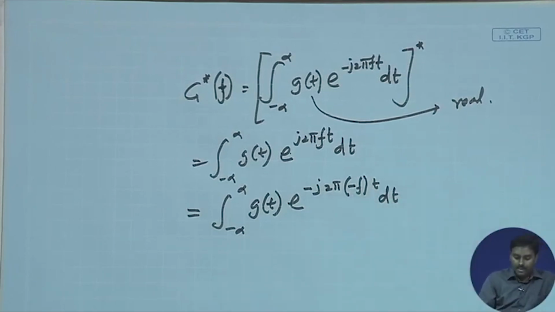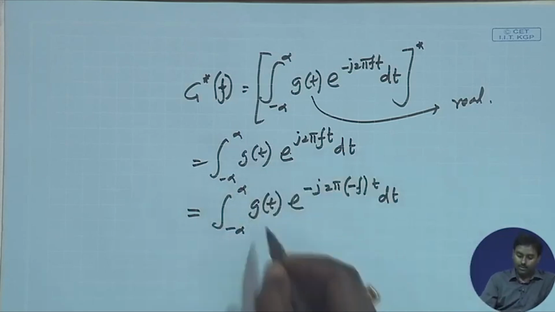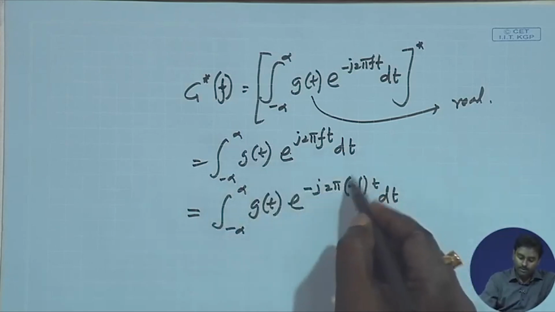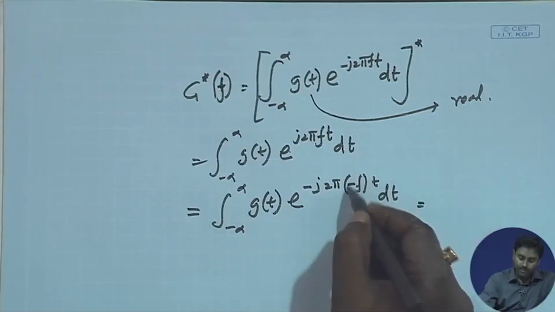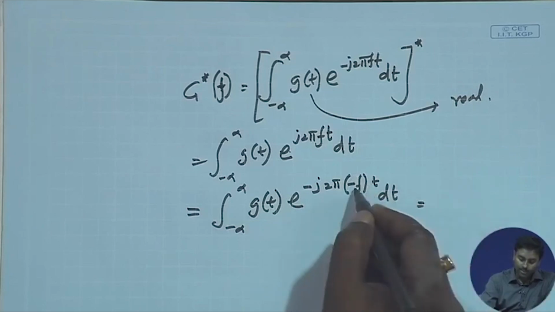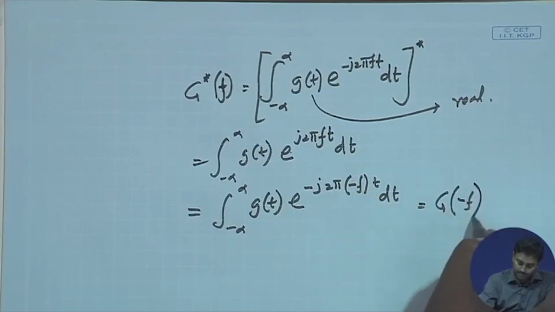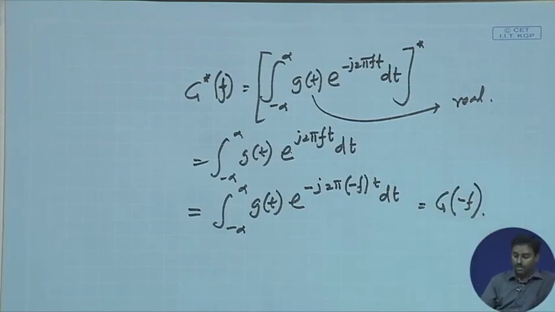Now, this is almost like a Fourier transform: g(t) into e to the power minus j 2 pi something into t dt. If it was f, it would have been G(f), but because it is minus f, this must be G(minus f). So, it is almost giving a similar result as the Fourier series. D minus n, the complex conjugate of d plus n, gives the same thing. For a particular frequency f, if I take the complex conjugate of G(f), I get the value at the negative frequency.